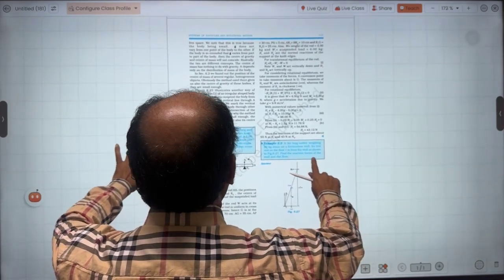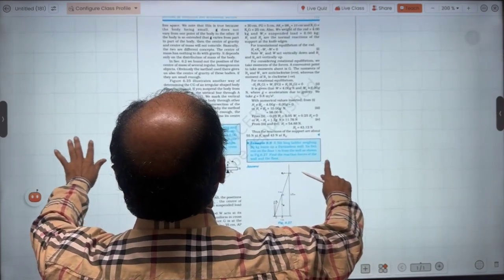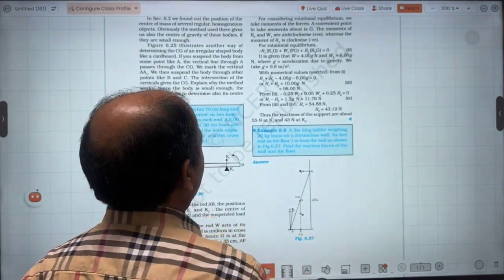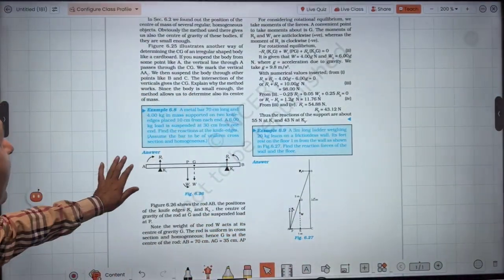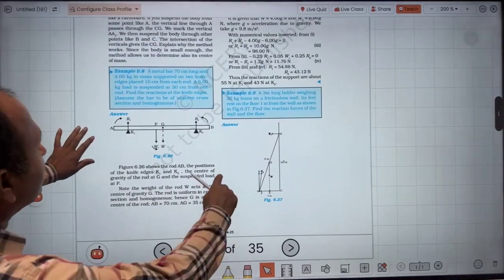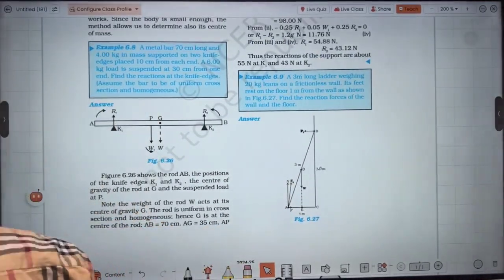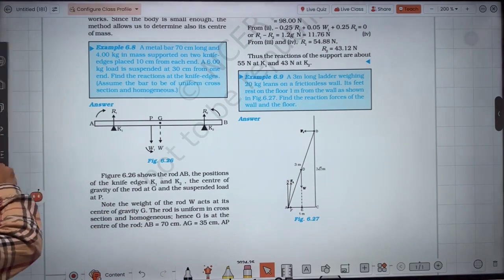Now we have one question here. Let's read it and then we will try to analyze it.